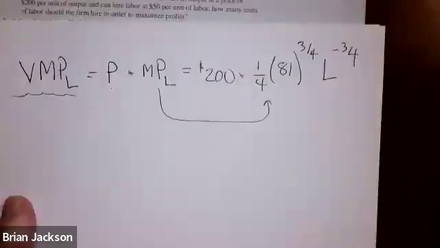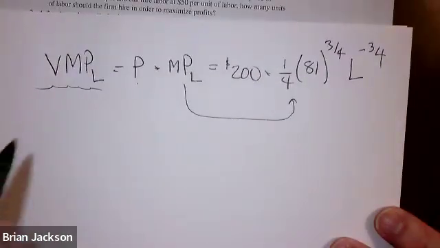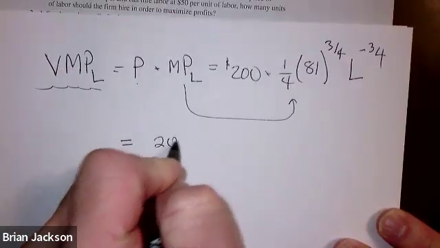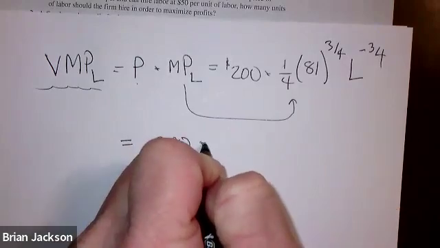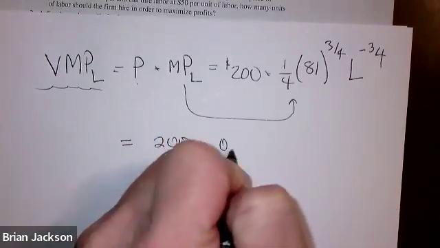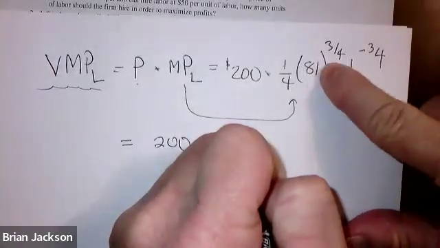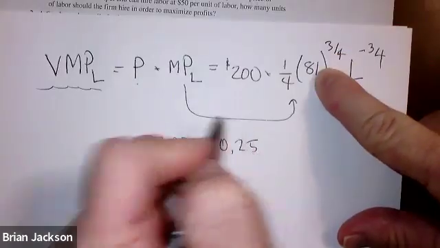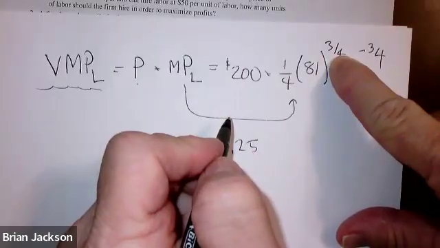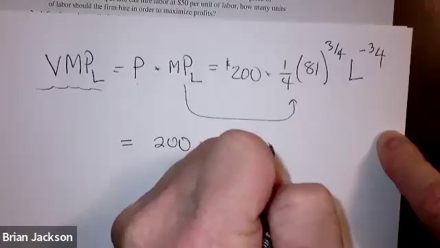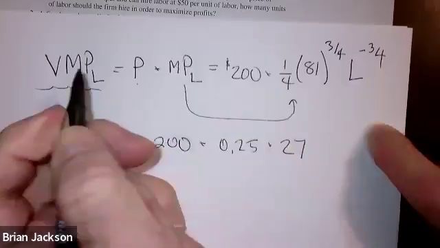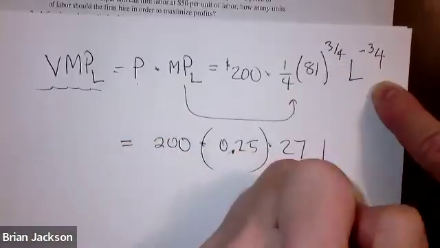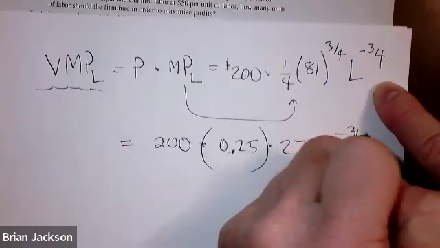Okay, so we need to simplify this expression here. So I guess you could say that this is 200 times 1/4, which is 0.25 if you want, times 81 to the 3/4. You can do this on your calculator. Now I can do this one in my head. Maybe you can too from algebra. It's 81 to the 1/4, which is 3, and 3 cubed is 27. But if you need to use that caret key on your calculator, do so. It's no big deal. And then L to the -3/4.